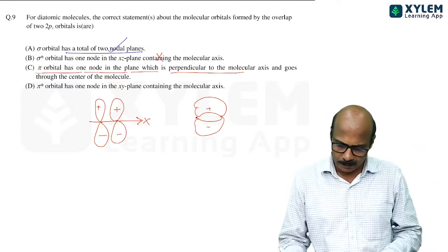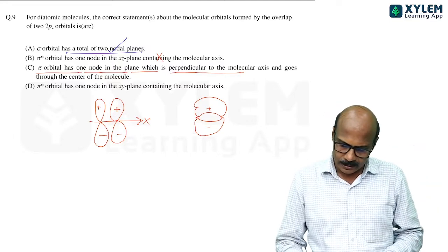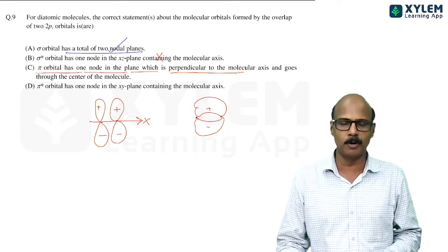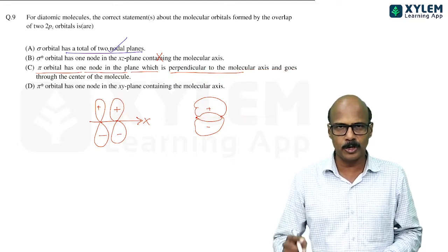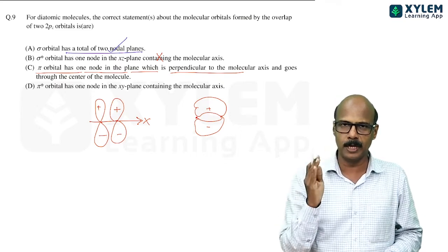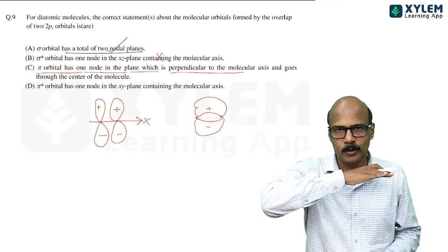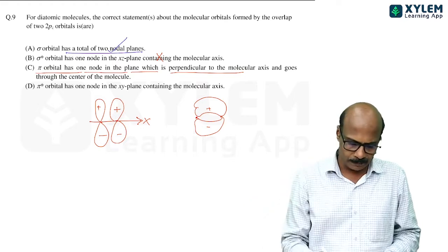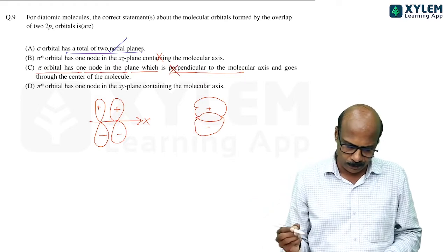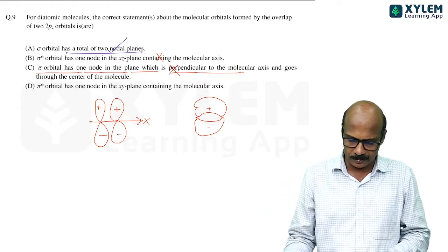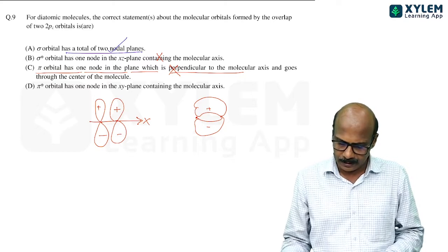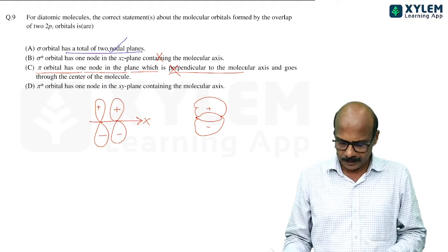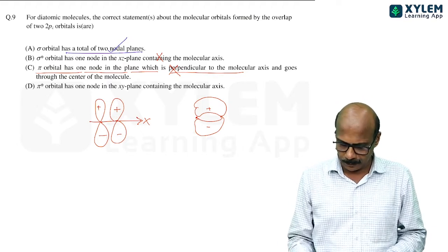Am I right? But they say that it is perpendicular to the molecular axis. The molecular axis, no doubt, is X. The nodal plane is not perpendicular to it. Instead, the nodal plane is parallel to it. So this statement is wrong. Next: pi star orbital has one node in the XY plane containing the molecular axis. How is the pi star orbital produced?